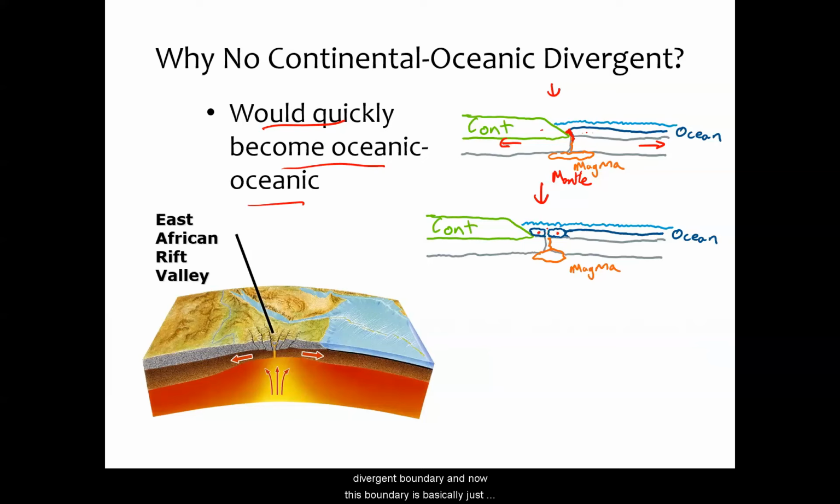And now this boundary is basically just an oceanic divergent boundary. It happens relatively quickly. So even if we had a setup like this, it would only last for a very short time, and we would very soon be able to think of it as an oceanic boundary.